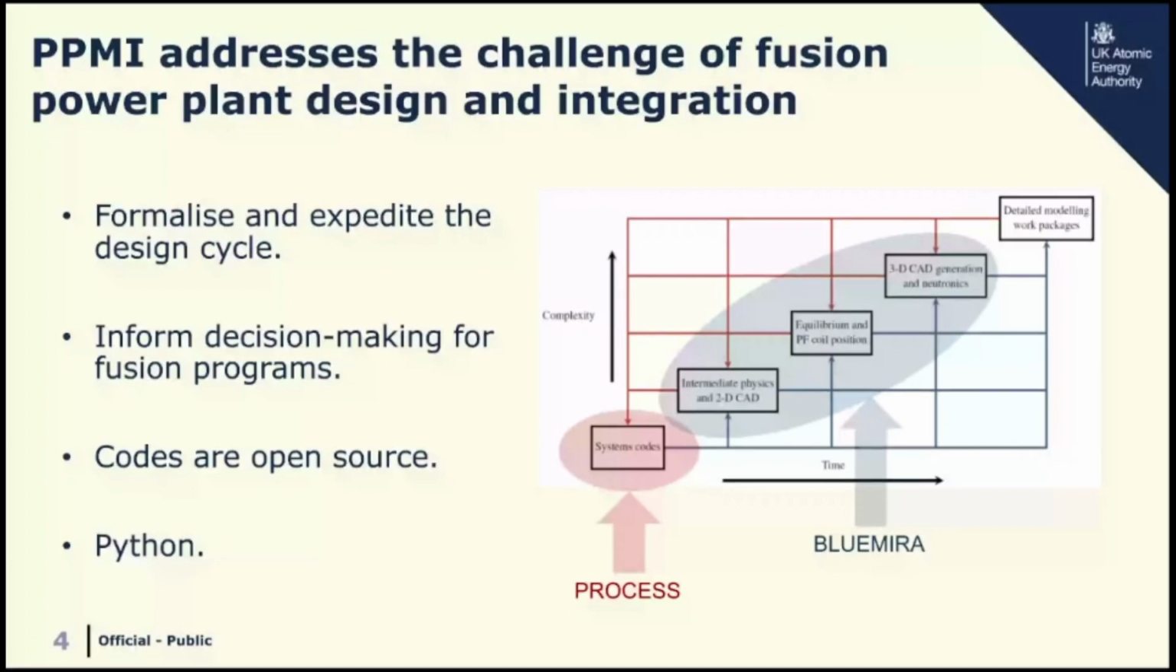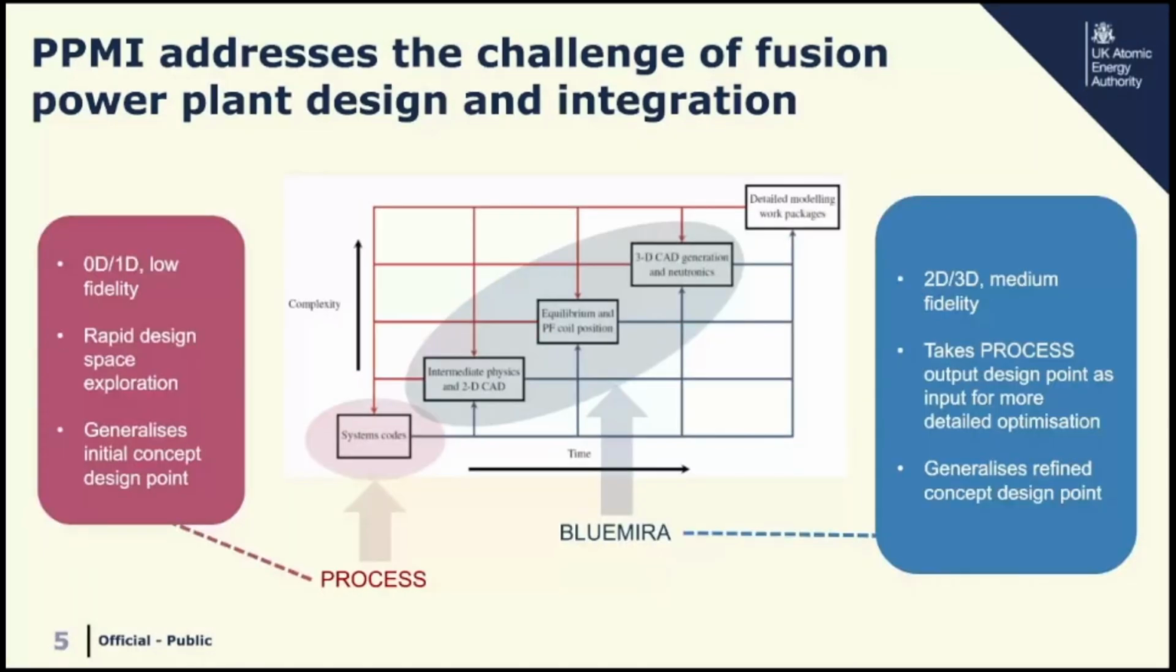In a little bit more detail, PROCESS is our systems code that uses primarily 0D and 1D models. It's low fidelity, it's fast, and it's used to explore design space and generate an initial design point. Bluemira is medium fidelity models, with 2D and 3D capability. It would typically take the PROCESS output design point as an input and then do more detailed optimization and design.